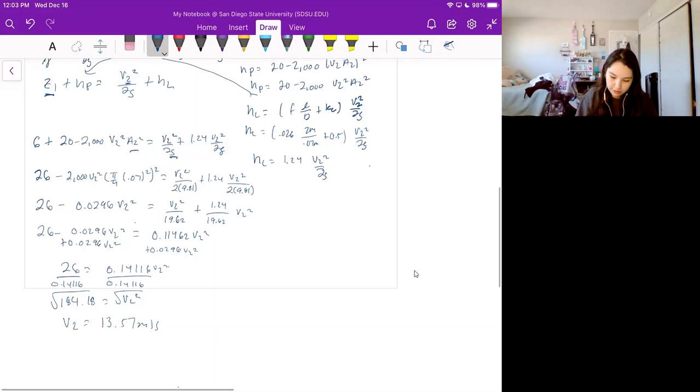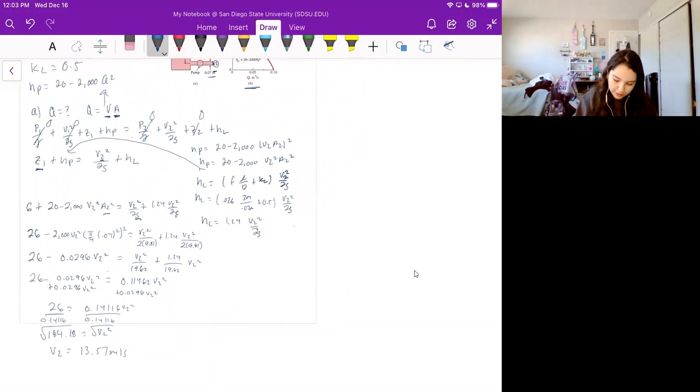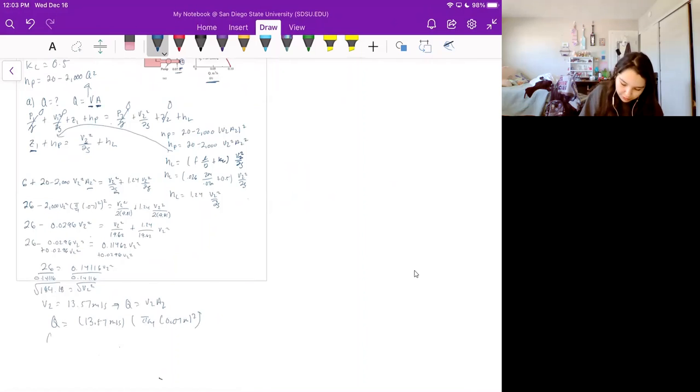Now using this information, you can plug this value back into Q, where Q is equal to V2 A2. So from here we can say that Q is equal to 13.57 meters per second times pi over 4, 0.07 meters squared for area. And from here we get that Q is equal to 0.052 meters cubed per second. And that is our first answer.